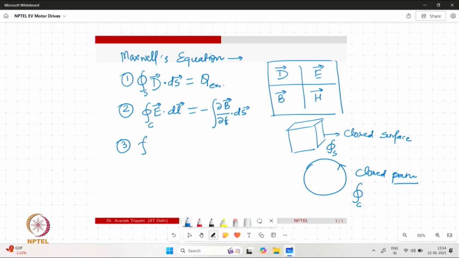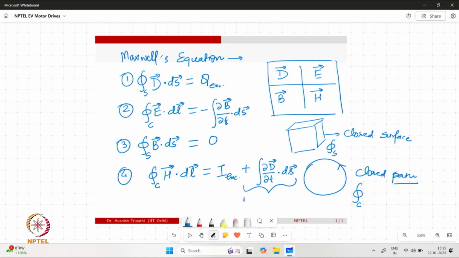Now, the closed surface integral of magnetic flux density is supposed to give the total magnetic pole enclosed within the closed surface, and because there are no monopoles existing in nature, the surface integral of magnetic flux density over a closed surface is 0. Now we have the closed contour integral of magnetic field intensity, which has two terms. One is the total current enclosed within that path, and the other correlates to something called displacement current, which is very much visible in the case of capacitors and when we go to sufficiently high frequency.